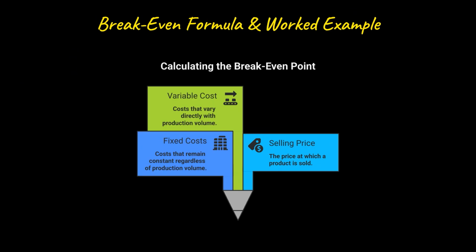In our example, fixed costs of $120,000 divided by a $15 contribution margin equals 8,000 units. At exactly 8,000 units, every dollar of fixed cost is covered and profit is zero.